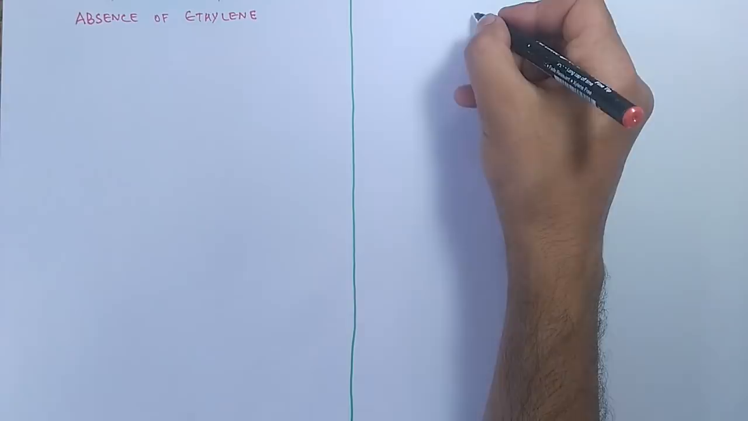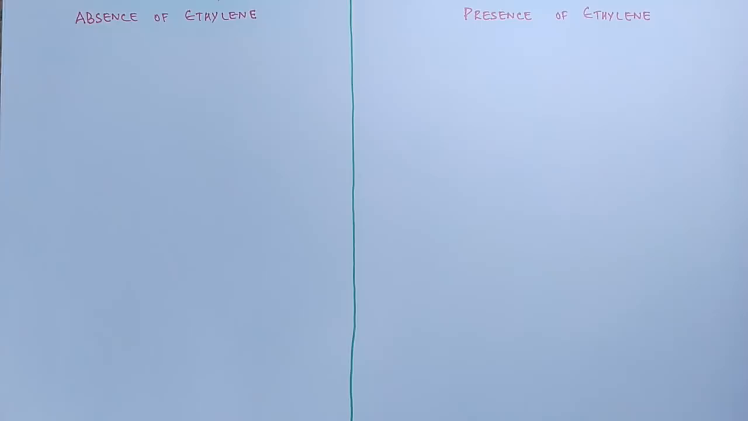Remember, this ETR1, which is the receptor protein in this pathway, is a negative regulator, which means the absence of ethylene will initiate and drive the pathway, while the presence of the ethylene molecule will stop the pathway. So this is the case where the negative regulator kicks in.